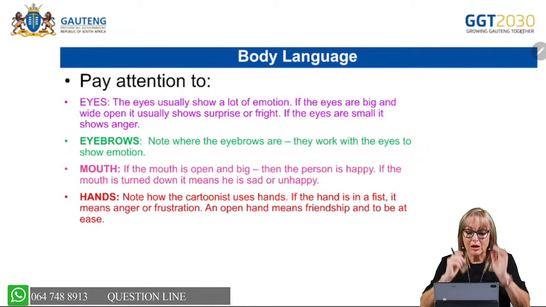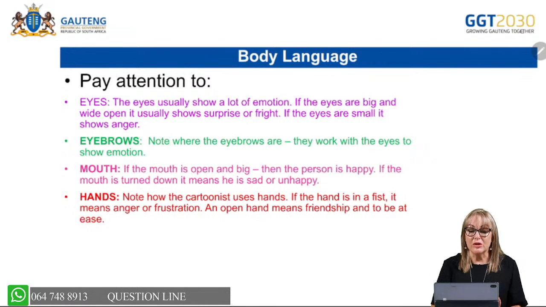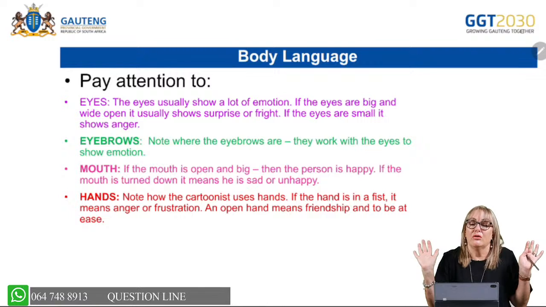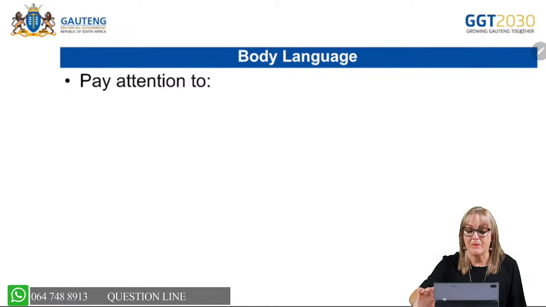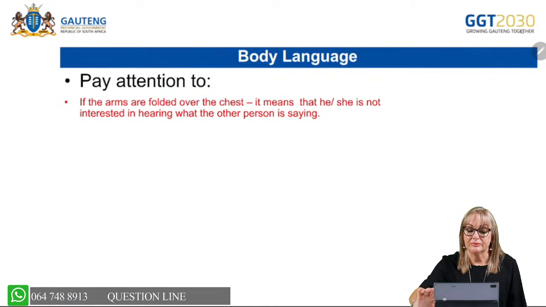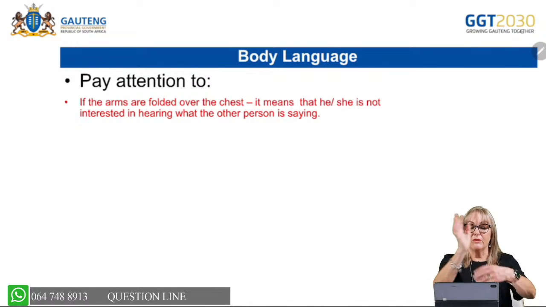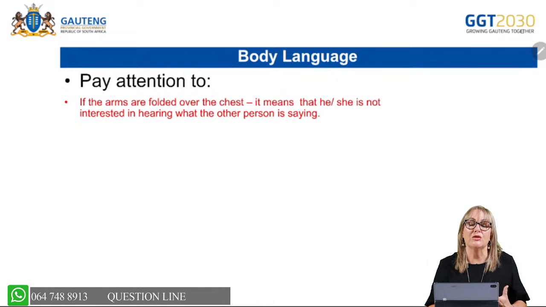And the hands. Note how the cartoonist uses the hands. A fist will mean fighting or frustration. Open hand can mean friendship, or something like this could mean I don't know. You must interpret it in terms of the message of the cartoon strip. You must also look at the position of the arms. If the arms are folded over the chest, it means that the person is not interested.